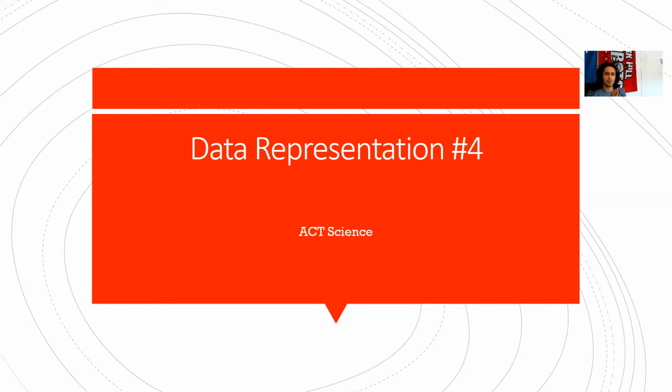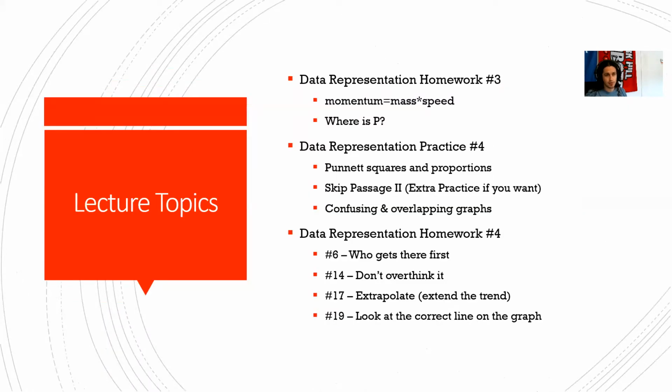Plan today. It's data representation number 4. The plan is about the same as every other plan. I'm going to take a look at data representation 3 homework, a couple problems I found interesting, and then let's see what we're doing. Momentum, mass times speed, as I mentioned last time. Where is P? I'll show you where P was. Then we'll get into data representation practice number 4.